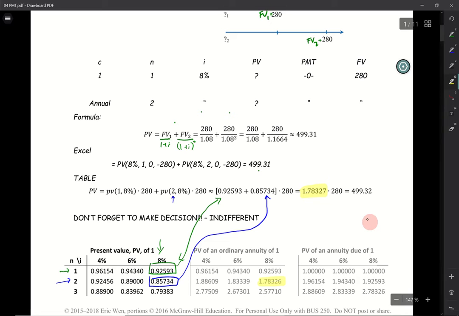So this number is actually on the ordinary annuity table. So what does that mean? That means that another way to think of this problem is to think of it as an annuity. Okay, so actually, do you see any other numbers that are repeated?